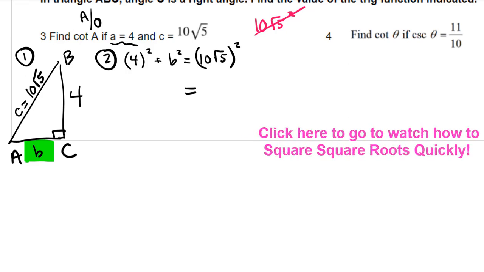4 squared, no problem, 16. b squared, we've got to figure out. 10 square root of 5, that quantity squared. Watch the other video so you know how to play along. Don't just go to a calculator and go, Google says. I want you to be able to think and reason and do these things on your own, just in case the internet goes down for a moment. You can actually think without it, right?